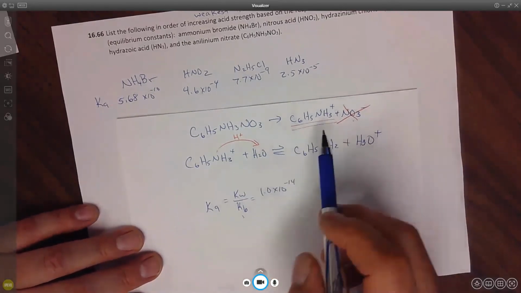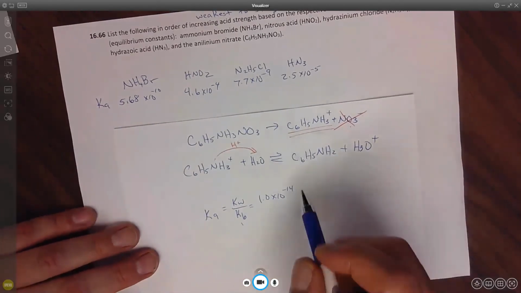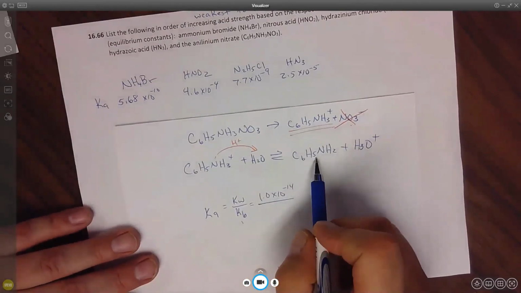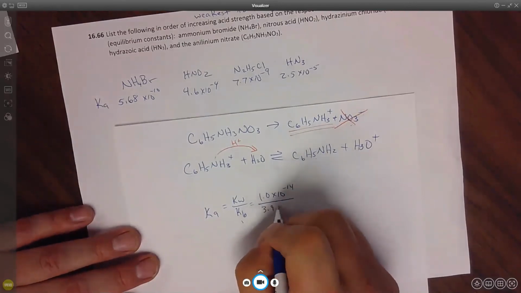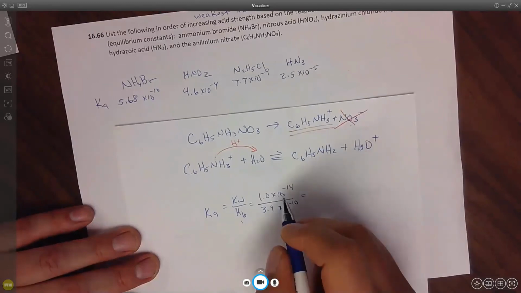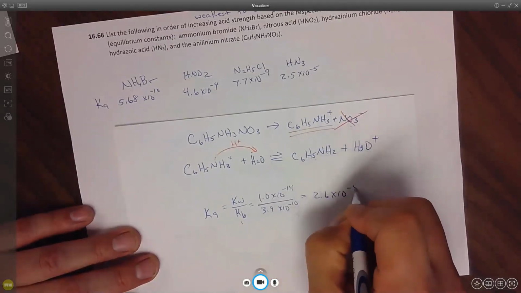So this is the anilinium ion. So this would be anilinium. It's hard to pronounce, okay? But I'm going to look up the Kb for this, and that is going to be 3.9 times 10 to the negative 10. Plug that into your calculator, and you're going to get 2.6 times 10 to the negative 5.